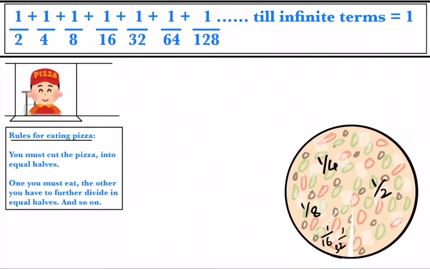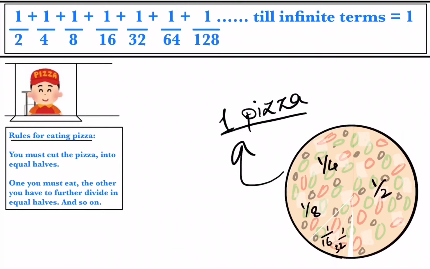So now when you add up all these slices, you get to know that you ate just one pizza. Okay, so this is how the sum of all these terms, 1/2 plus 1/4 plus 1/8 and so on till infinite terms, is 1.